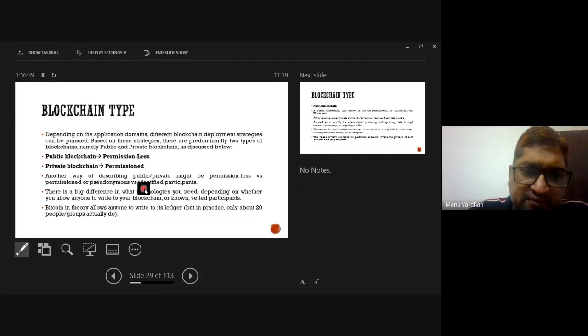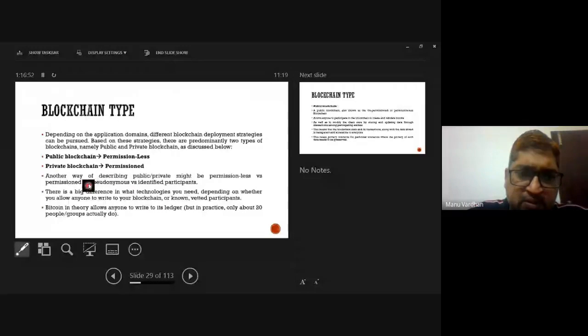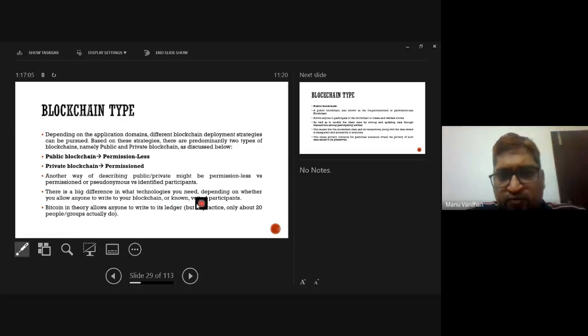So we usually have identified participants in the permissioned blockchain, and we usually have pseudo-anonymous participants in the public blockchain, and identified participants in the private blockchain. There is a big difference in what technologies you need depending on whether you allow anyone to write to your blockchain or non-vetted participants.